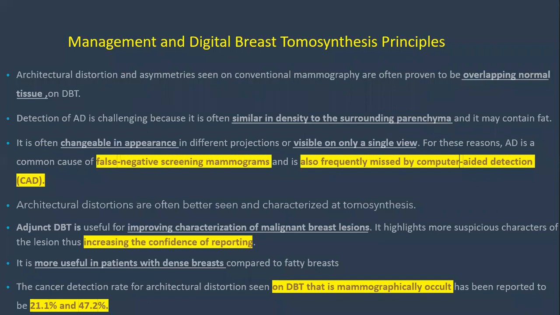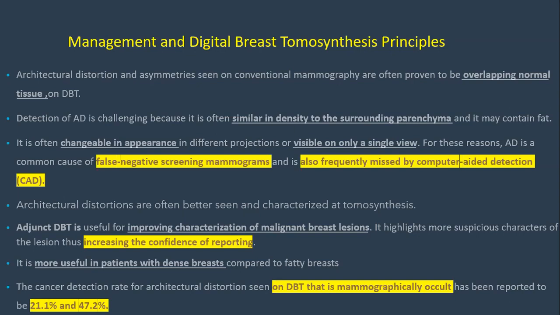Architectural distortions are often better seen and characterized definitely at tomosynthesis. So adjunct tomosynthesis is useful for improving characterization of malignant versus benign lesions regarding architectural distortions, and it can highlight more suspicious lesions as in the previous examples. The architectural distortion demonstrates an underlying spiculated mass, and confidently we can report it as BI-RADS 5 since it is spiculated.